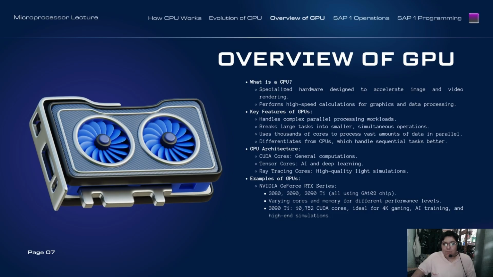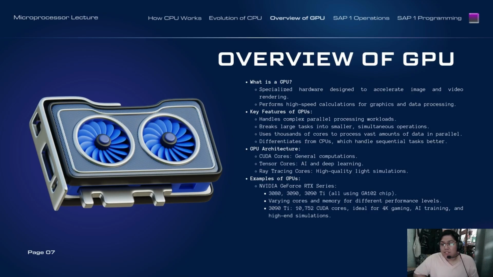Now, for some examples of GPU. Some well-known examples of GPU include the NVIDIA GeForce RTX series, such as the 3080, 3090, and the 3090 Ti. But now, it can go up to even higher levels like the 4090 and now the new release 5090, which are powered by the GA102 chip.